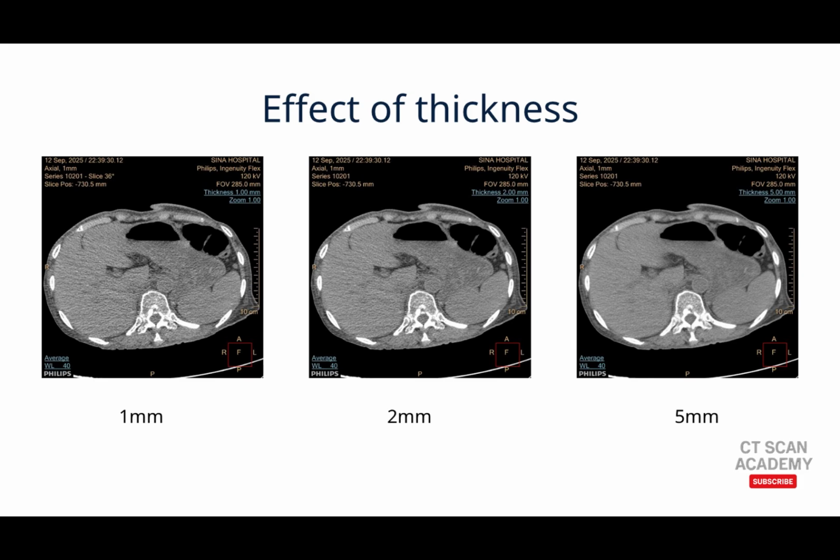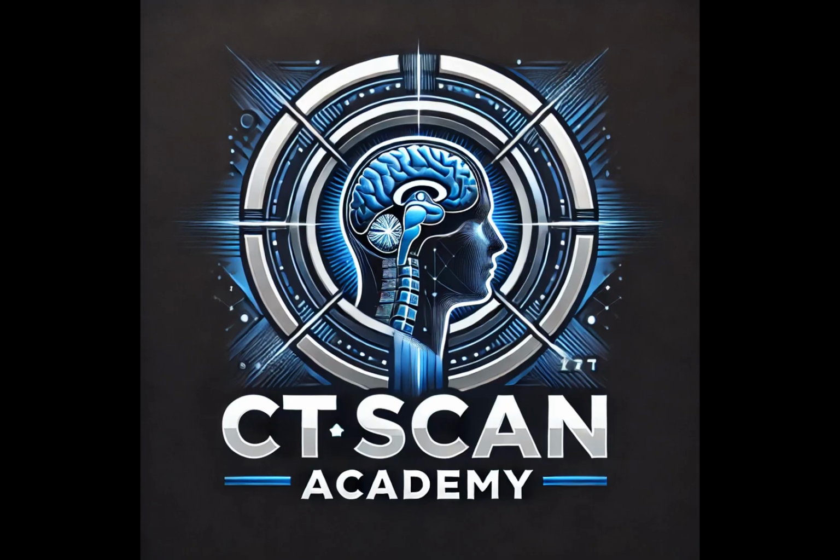Improved signal-to-noise ratio compared to 1 millimeter, still reasonable spatial resolution for many diagnostic tasks. 5 millimeter slices, lower noise, shorter reading time, reduced data storage and transfer requirements, but lower sensitivity for small lesions. Choose the slice thickness according to clinical need. Use thin slices for acquisition if you may need high detail, and reconstruct thicker slices for routine interpretation to reduce noise and workload.